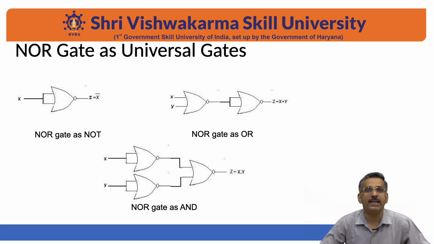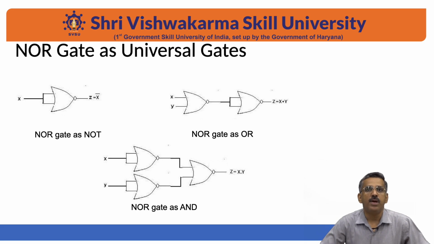How we can design all three operations of the AND gate, OR gate and NOT gate by the use of the NOR gate, that we will see in this case. If we merge the inputs of the NOR gate into a single input, then the output will be equal to a NOT gate.